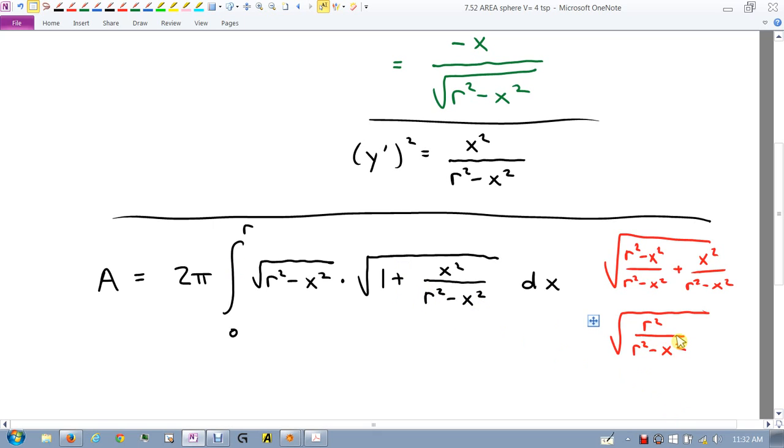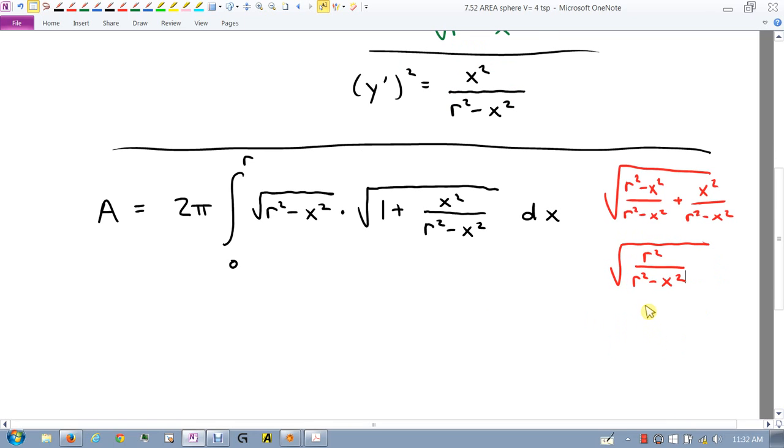So this is just this, right? And I can split this into 2, can't I? Because it's a fraction. And what's the square root of the top? R, and the square root of the bottom is just, well, the square root of the bottom.